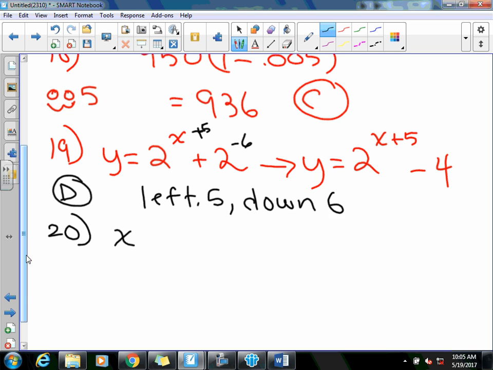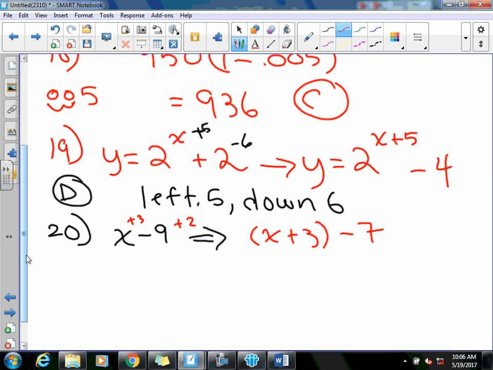Number 20, similar situation. Our original function is x minus 9. For our new function, we want it to shift up 2 and 3 units to the left. To go up 2, I add 2. To go 3 units to the left, I have to do the opposite, so I really am going to add 3. Does everybody agree with that? So that becomes x plus 3, minus negative 9 plus 2 is minus 7.